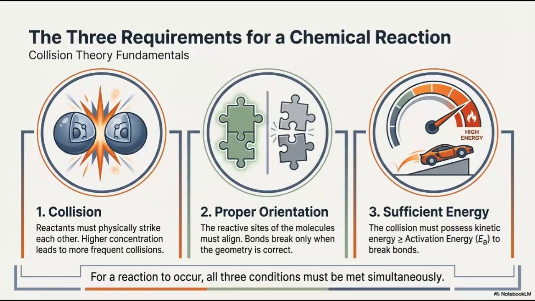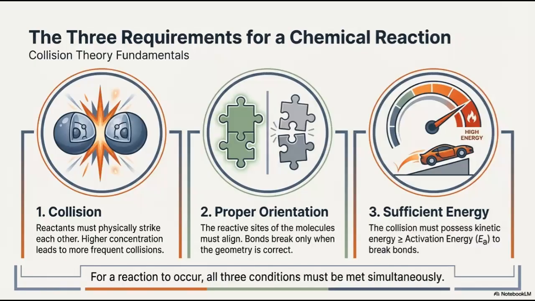So for a chemical reaction to happen, at least three things need to happen. The first one is particles need to collide with each other. If I have a hydrogen standing here and an oxygen standing on the other side of the room, unless they hit each other, they're not going to form water. They need to collide with each other.